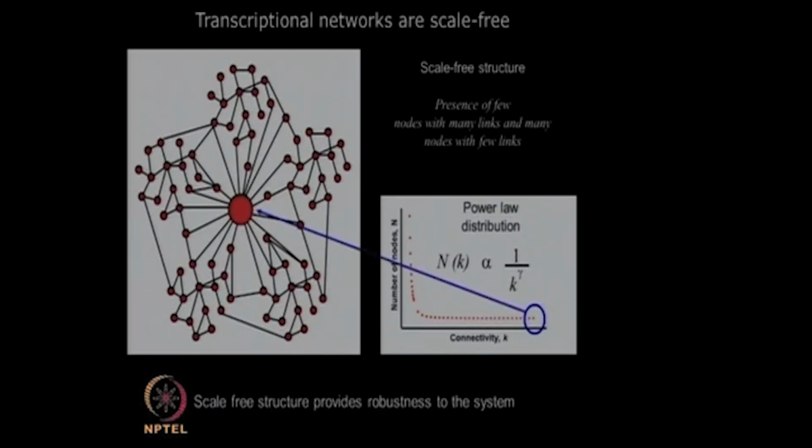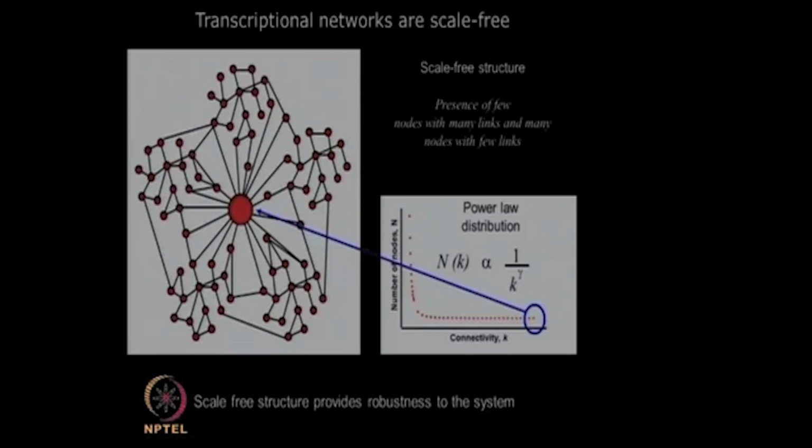Or more mathematically, if you plot the connectivity of a node versus the number of nodes with a given connectivity, you should see a power law distribution. Or otherwise, if you plot the log-log plot of the connectivity versus the number of nodes with a given connectivity, you should see a negative slope of gamma, as shown in this figure, where gamma lies between 2 to 3. That is when you can call the structure scale free and the distribution a power law distribution. Now, what is so special about this scale free structure?